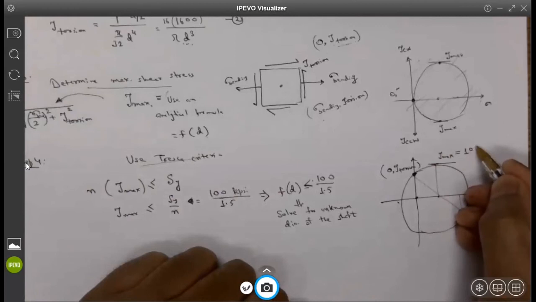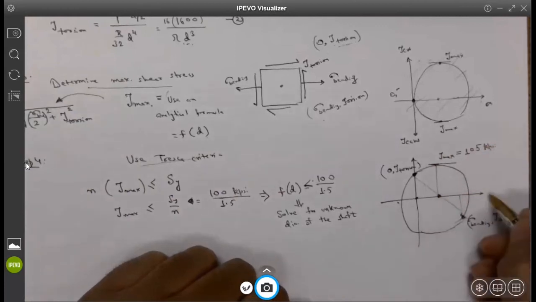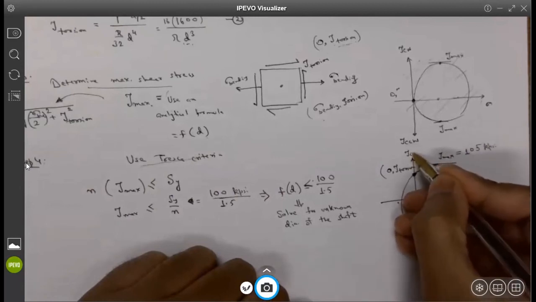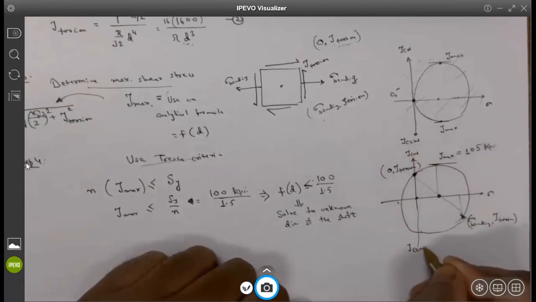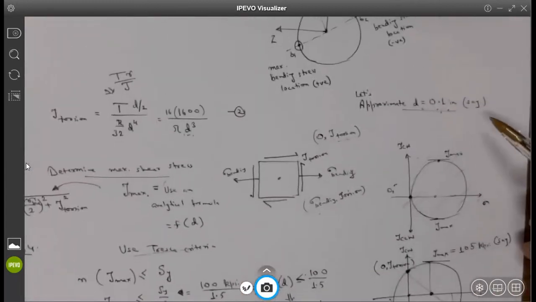So the center of the Mohr circle is where it crosses the x-axis? Yes. Okay. So you just kind of predict it, right, Professor? Yes, we are predicting directly.